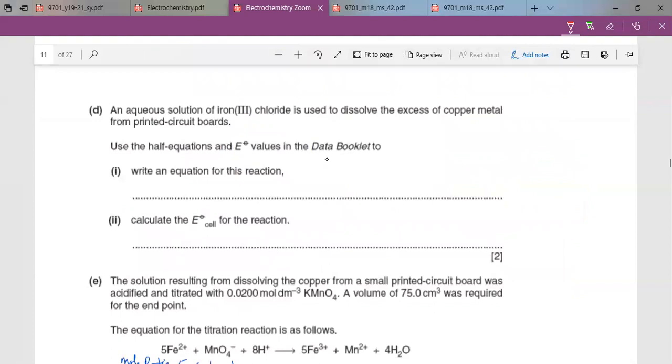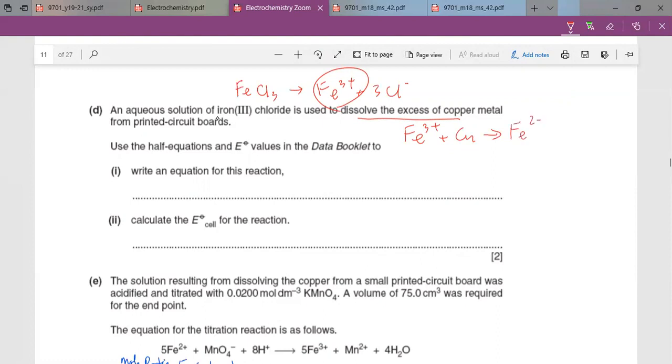Now this is on printed circuits. An aqueous solution of iron(III) chloride, which is FeCl3, we should actually give it as Fe3+ and 3Cl-. This will react with copper, dissolving the excess copper metal in printed circuits. It means Fe3+ plus Cu. This one we worked out in the first part of the question, so I won't bother to go back.